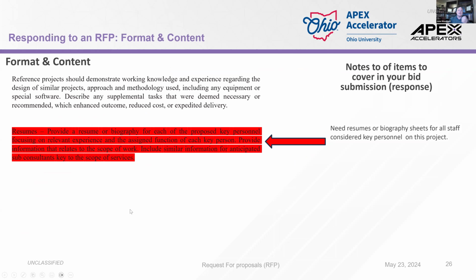And this is the thing, resumes. Okay. We talked about this. You're going to need a 1-page resume or biography for each of the proposed key personnel working on the project. So if you have 3 or 4 people working on the project, that's 3 or 4 pages that you're going to subtract from your available pages for your technical approach.